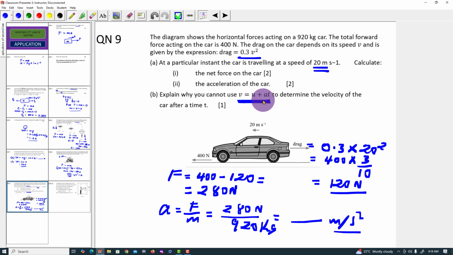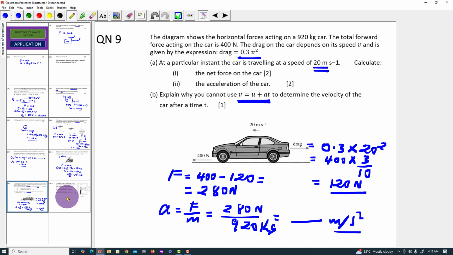Why does the acceleration of the car change? Imagine that the speed of the car increases beyond 20, becomes larger than 20, maybe becomes 21 meters per second. When that is the case, the viscous drag is going to increase. That means that the resultant force is going to reduce and the acceleration is going to reduce. It's very important for you to realize that this is one of the situations whereby the acceleration of the car is not uniform, and therefore equations of uniformly accelerated motion cannot be used in this situation.